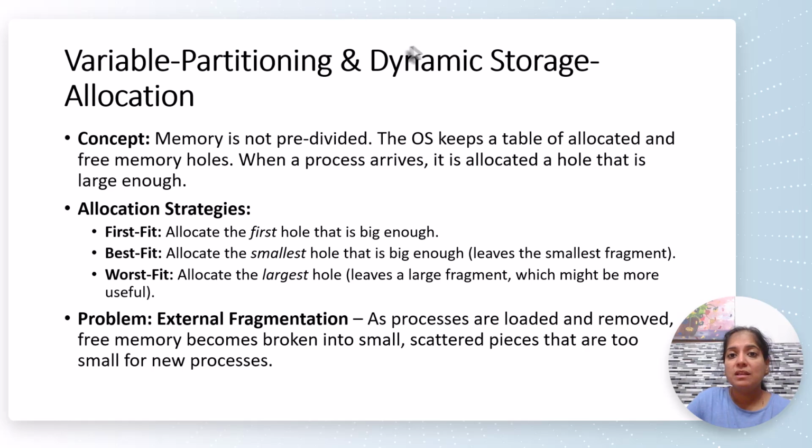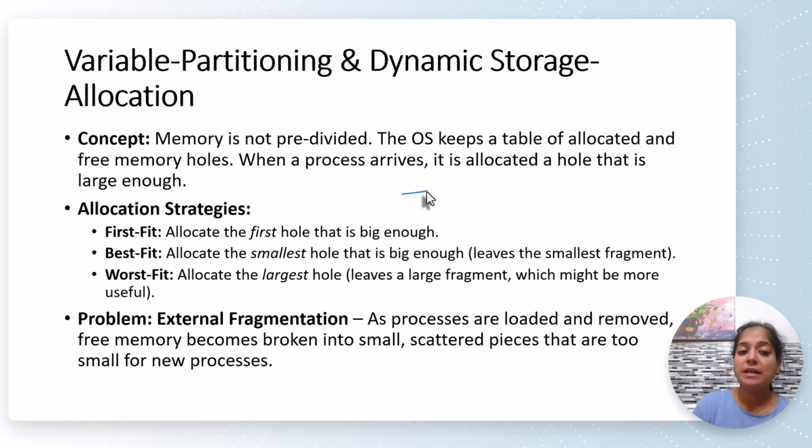If we use the variable size partitioning scheme or dynamic storage allocation, that means the memory is not pre-divided. The operating system keeps a table of allocated and free memory holes. So when a process arrives, it is allocated to a hole that is large enough to hold it. So already we have some partitions. We check the variable size partitions we have, and we check in which partition the process will fit.